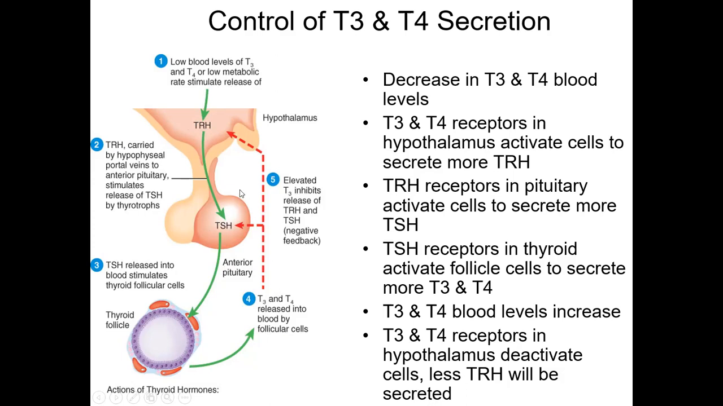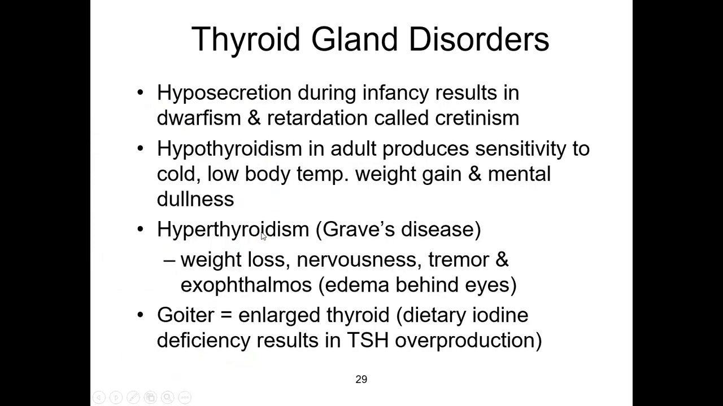So this is how the hypothalamus becomes a very important monitoring station for how much thyroid hormone is made, T3 and T4. The hypothalamus can take command through the TRH hormone, and the anterior pituitary takes it from there by making TSH to tell the thyroid gland, you need to create more T3 and T4. In terms of thyroid gland disorders, we have hypo and hypersecretion.